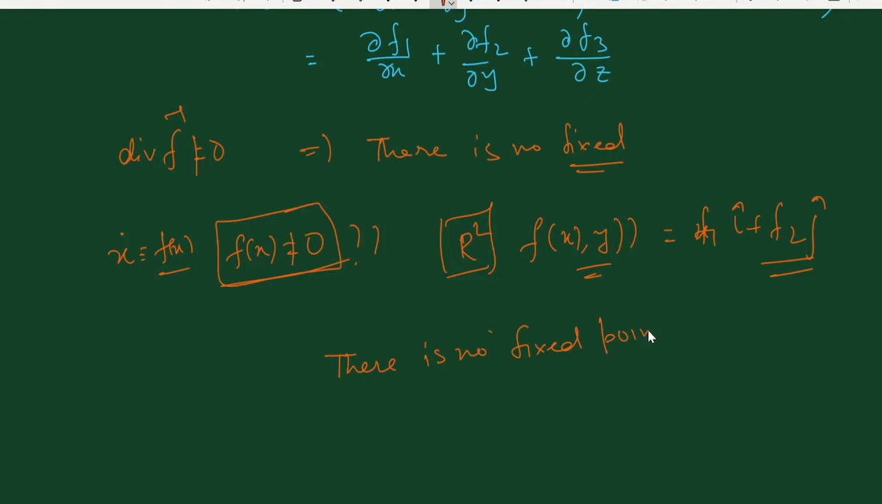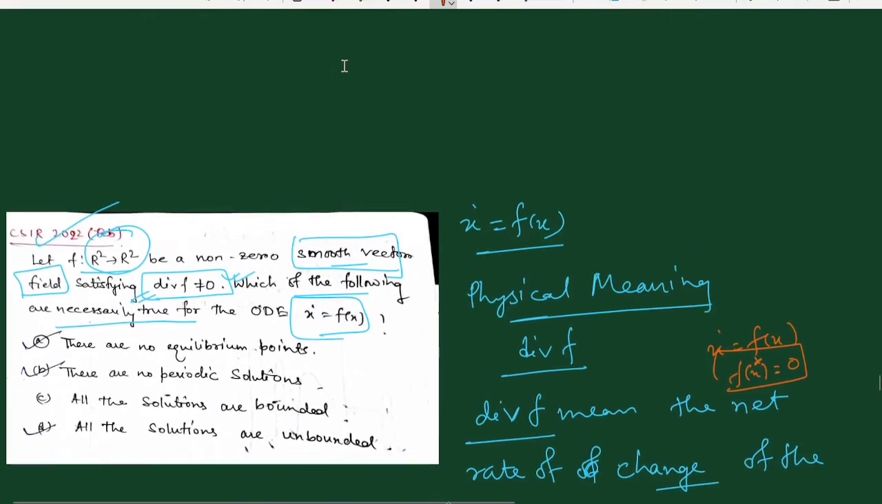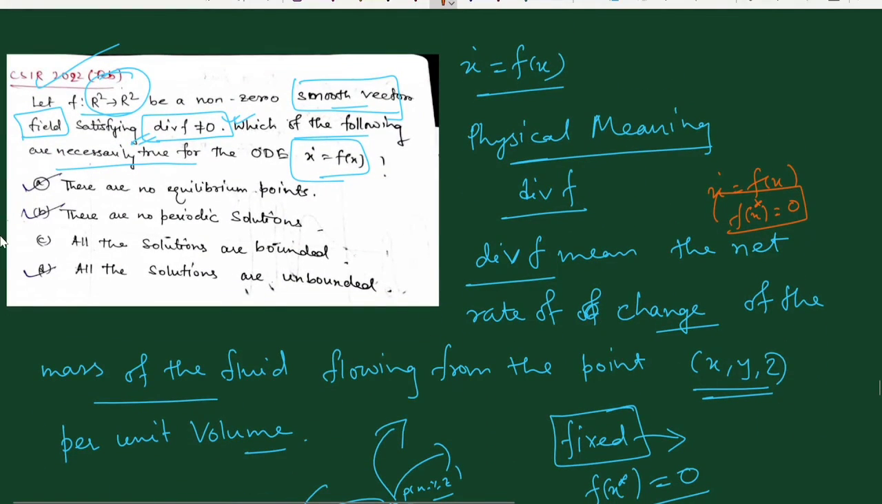D wave not equal to 0 means clear. I think this concept is clear to you all. Okay, so look, there is no fixed point. Okay, so there is no fixed point, that means there are no fixed points. Option A is clearly true.